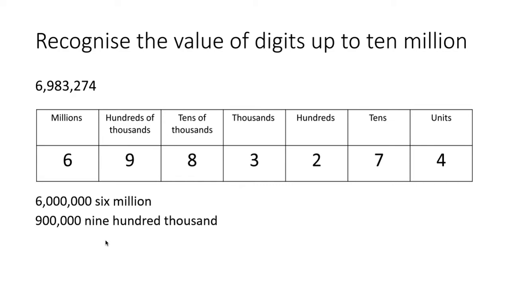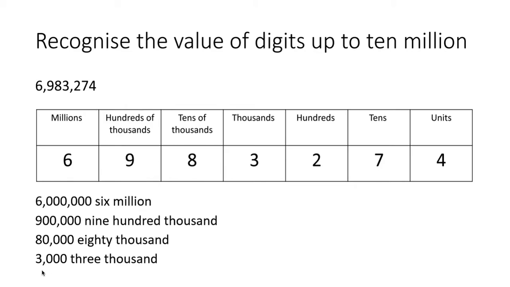9 represents 900,000, that's 9 with 5 zeros after it, with a comma placed to help us to recognise it as hundreds of thousands. The 8 represents 80,000, 4 zeros behind it to show that's where it belongs. The 3 represents 3,000, that's the 3 with 3 zeros after it to put it into the thousands column.